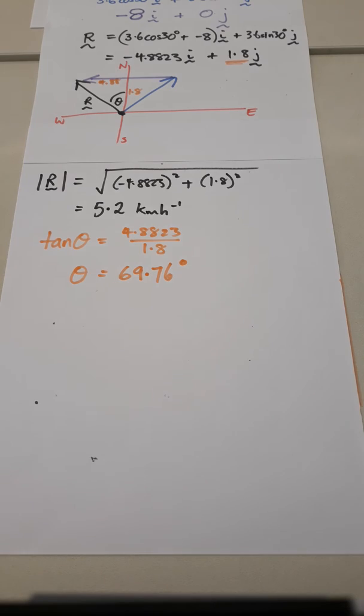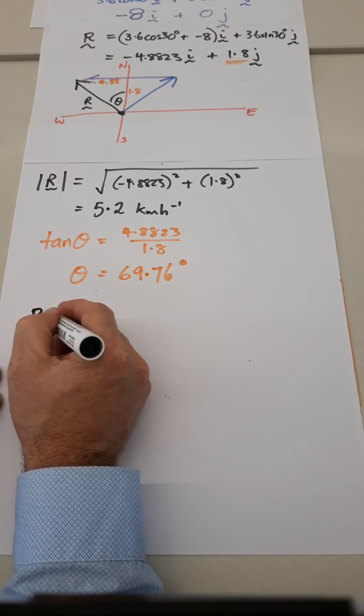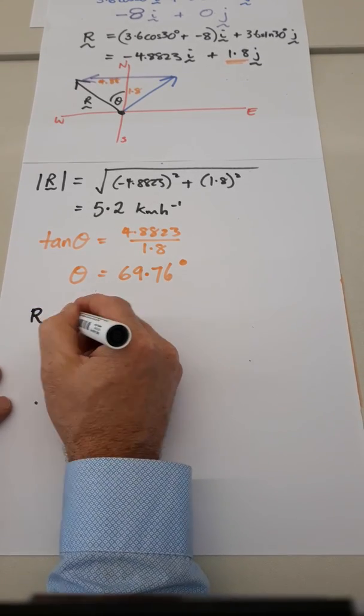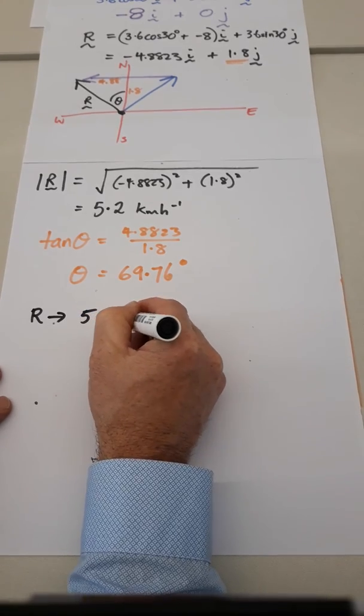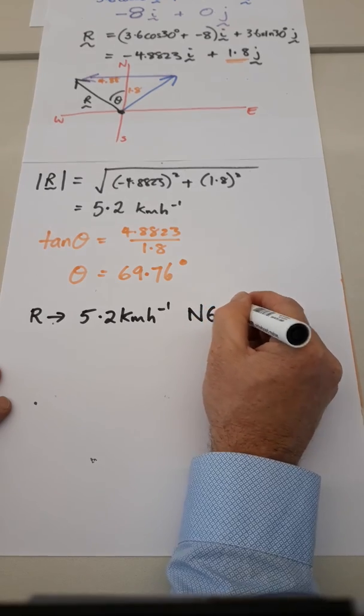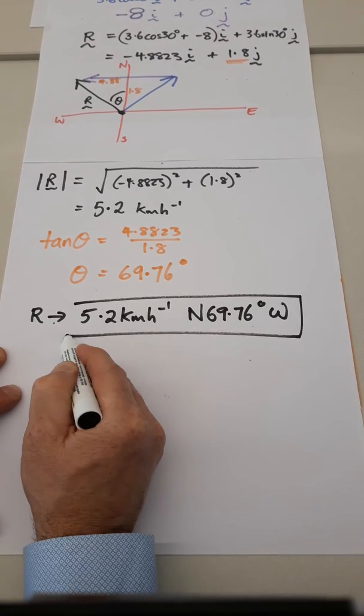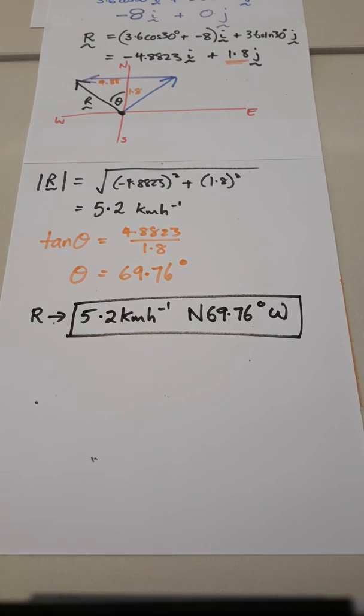So the total of what's going on here is that his resultant vector is 5.2 kilometres per hour north, 69.76 degrees west. That's what's happening overall. Okay, that's a good discussion, but we've got to find out how long it's going to take him to cross this 300-metre river under these circumstances.